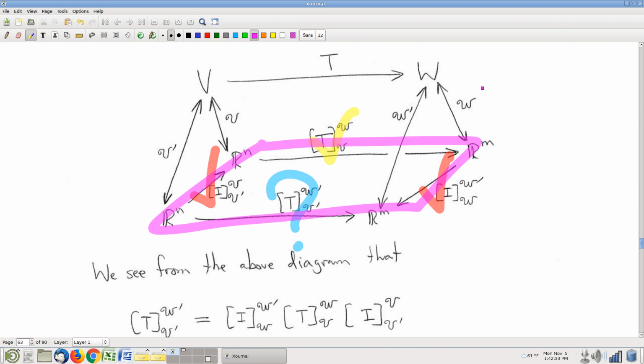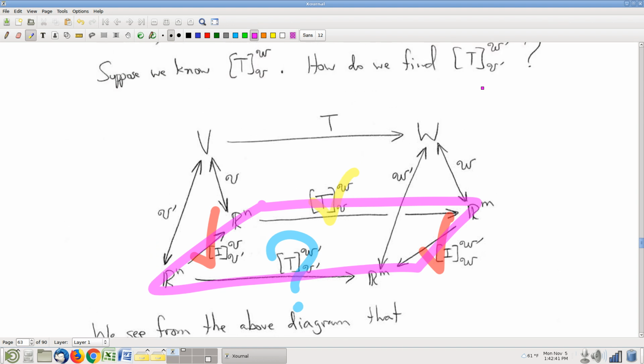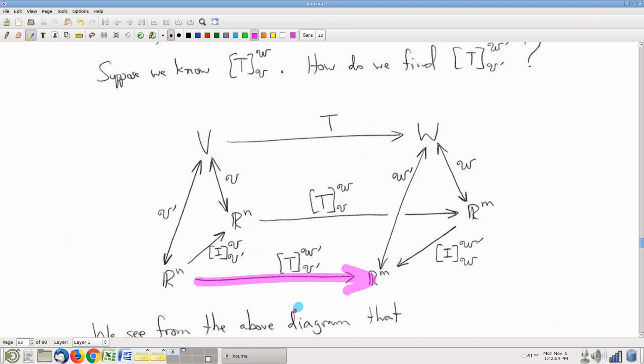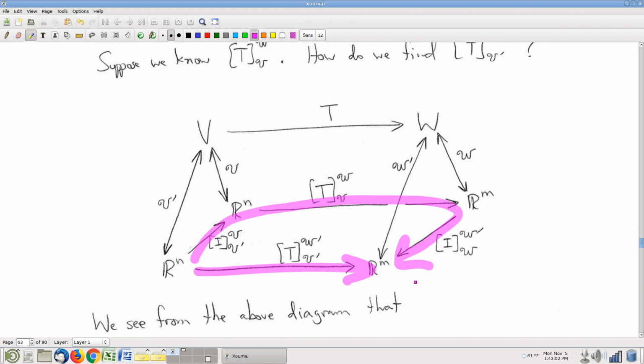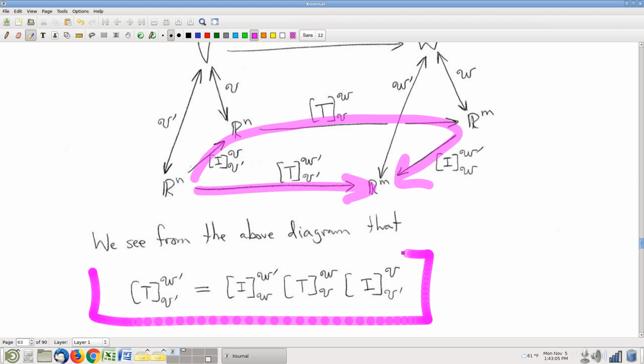We can relate the matrix representing T with respect to our new bases to the matrix representing T with respect to our old bases by way of the fairly clear observation that going across like that is the same as going over and across and back like that. And that is what gives us this equation right here. Again, I like to think of it in terms of the diagram.